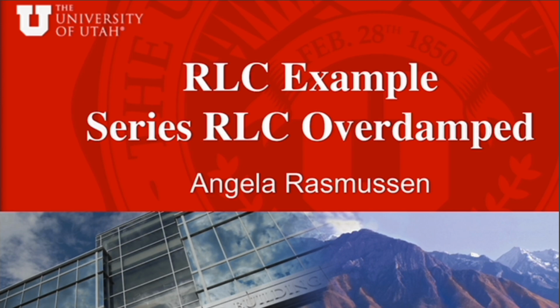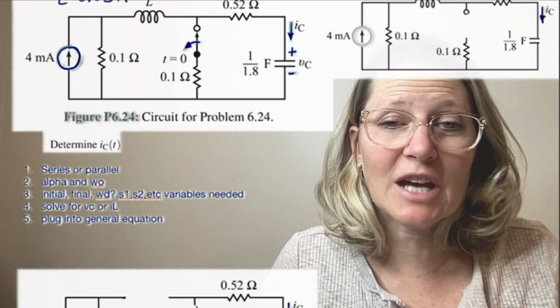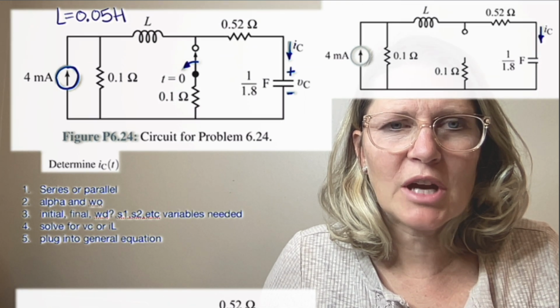And this is an example with a series connection for RLC when it's moving and it's an overdamped transition. So this is the circuit that we have.